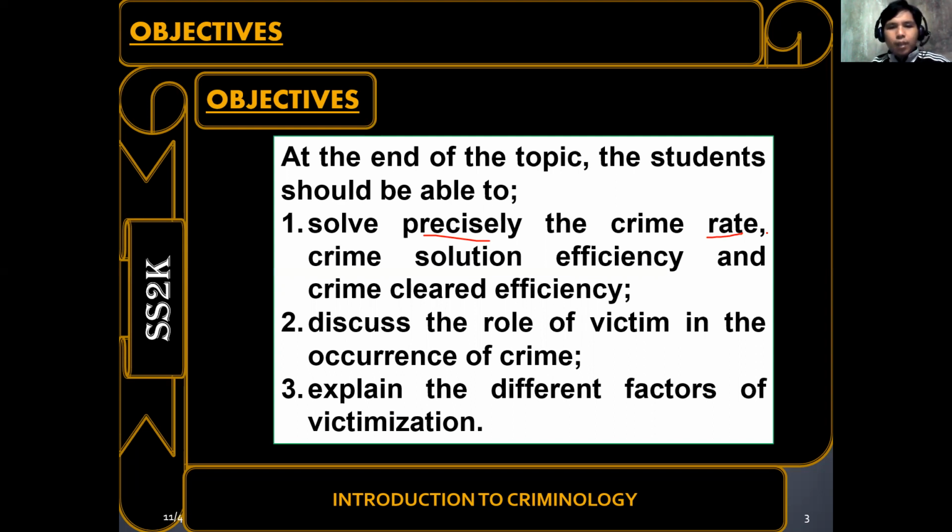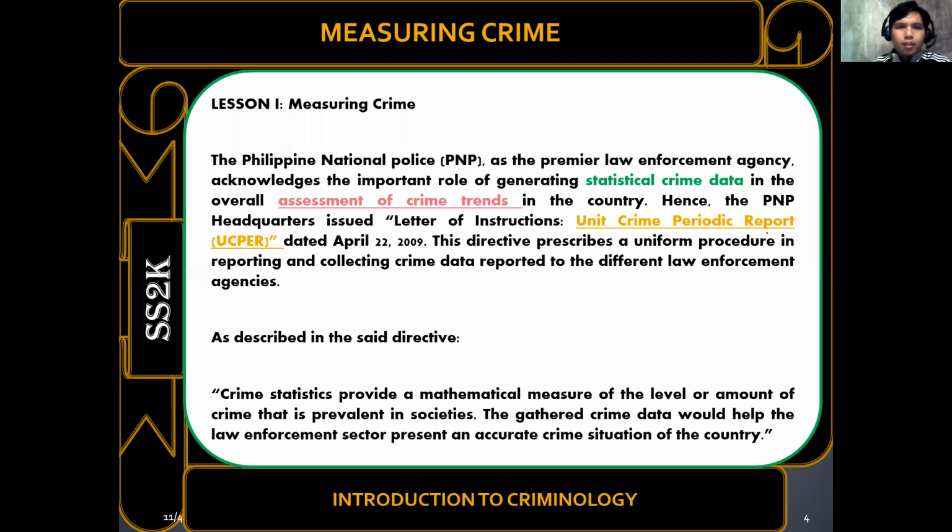Then third, you should be able to explain the different factors of victimization. Okay? So if I will let you to explain further, what are the factors why a certain person is victimized of a certain crime, then you should be able to explain it properly based on your handouts. Okay? Ayan. So, what we are waiting for, let us proceed to the subject matter. Okay? So, lesson 1 is about measuring crime.